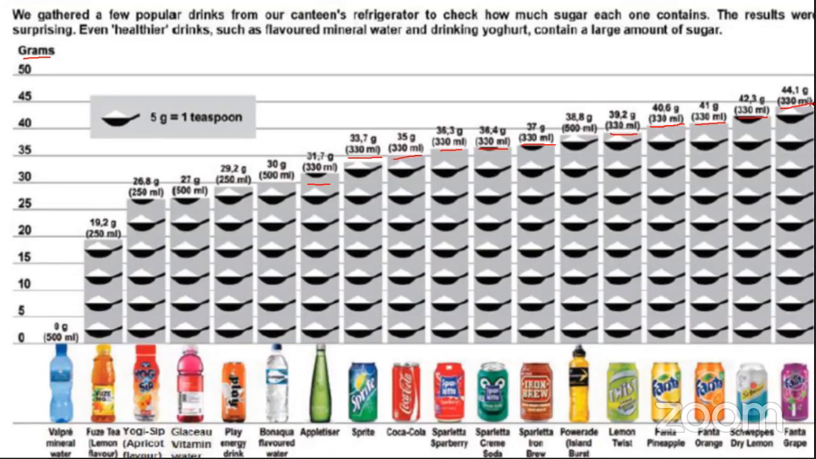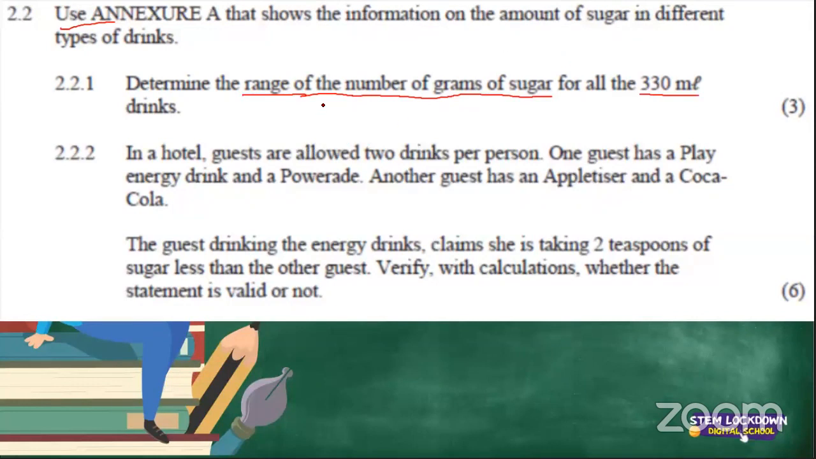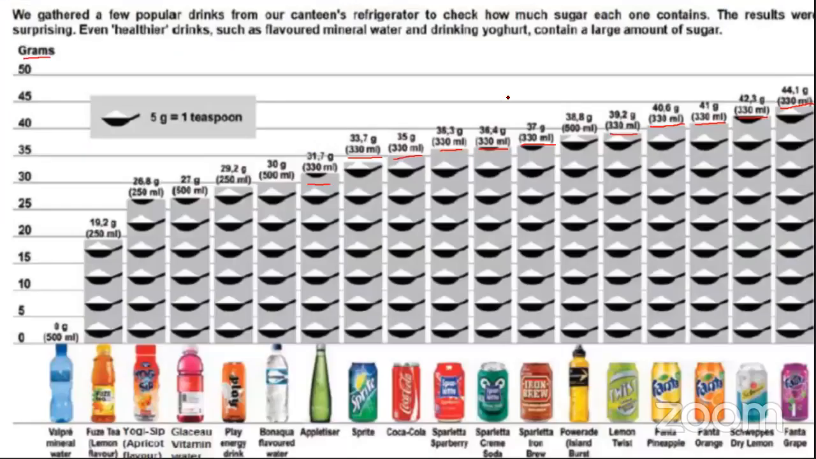Okay, back to the question. Determine the range of the number of grams of sugar for all the 300 ml drinks, right? So let me see if you guys have your answers already. Okay, range. Remember now, when it comes to the exams, different aspects of mathematics are combined, right? So that's me about range, but we're actually looking at the math topic. Okay, 20 more seconds before I proceed. Just let me know if you can see these numbers, learners.